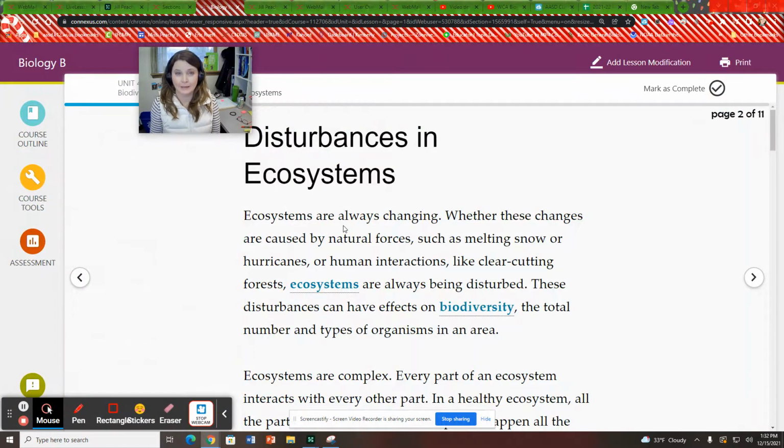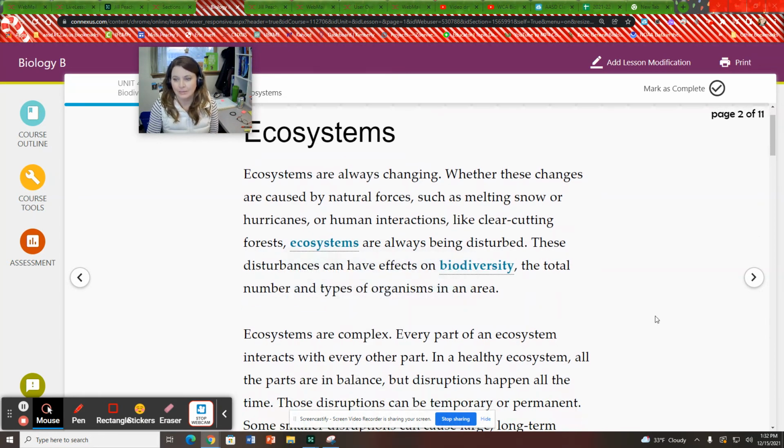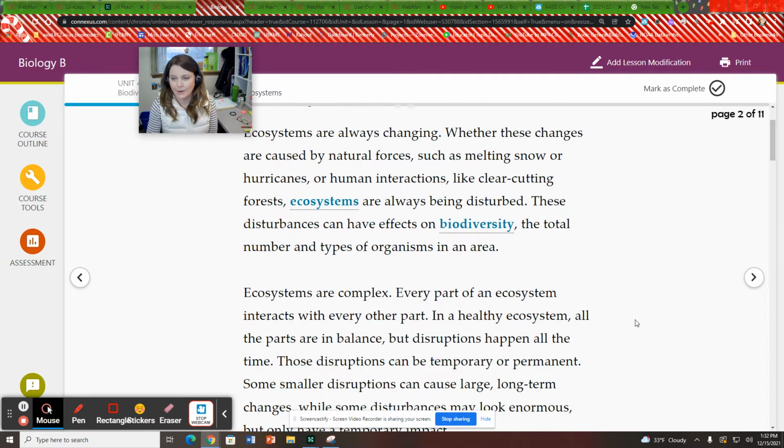I just wanted to make sure we pointed that out because they are continuing to talk about the effects that these things have on multiple levels, at the level of the individual, at the level of the population, and at the level of the community. So how do certain disturbances affect ecosystems? How do they have an impact on biodiversity? It talks about natural forces. Some of the natural forces could be things like melting snow, hurricanes, that type of stuff.